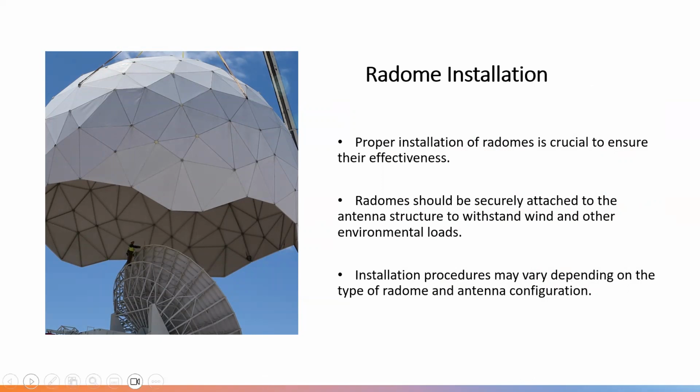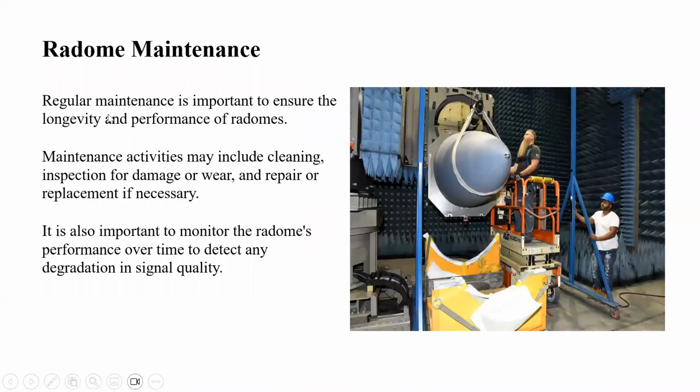Now let's move on to our next slide, that is radome maintenance. Regular maintenance is important to ensure the longevity and performance of radomes. Maintenance activities may include cleaning, inspection for damage or wear, and repair or replacement if necessary. It is also important to monitor the radome's performance over time to detect any degradation in the signal quality. So this is radome maintenance and how it is maintained.